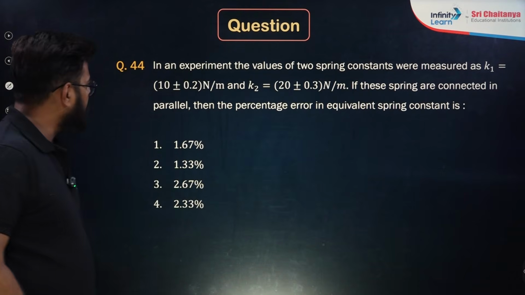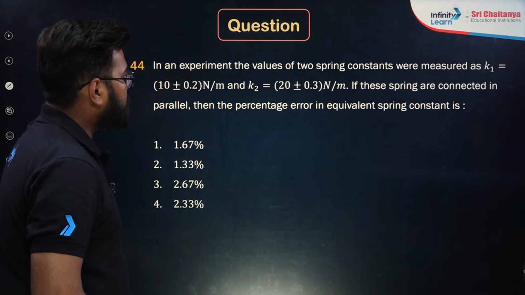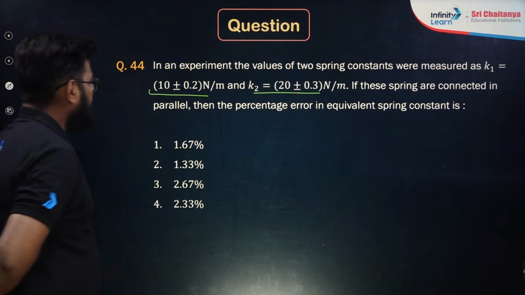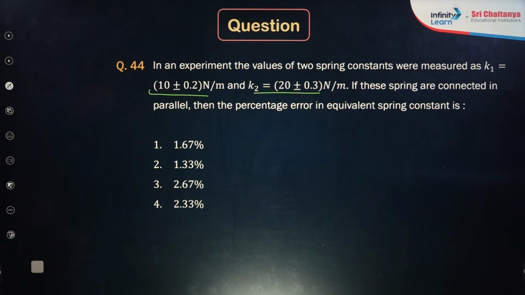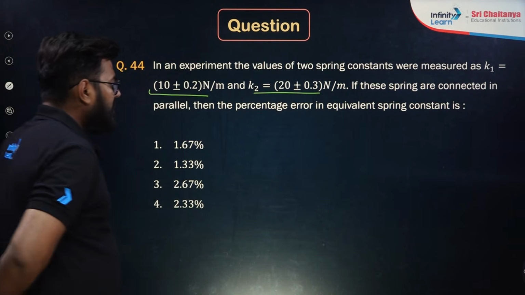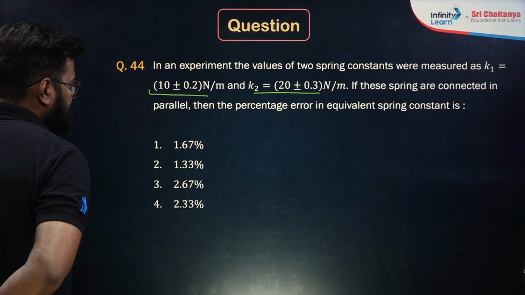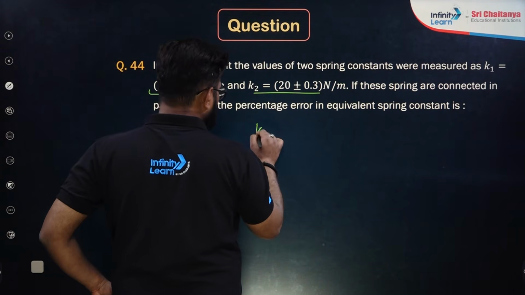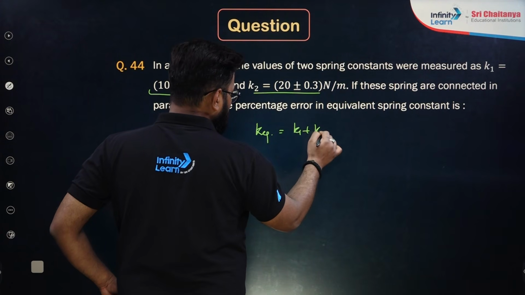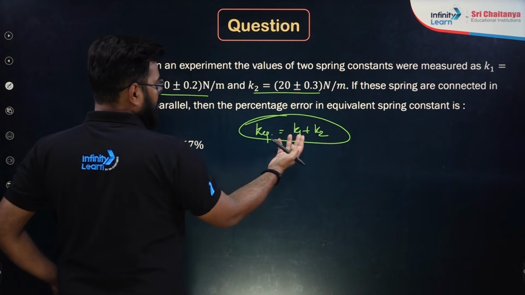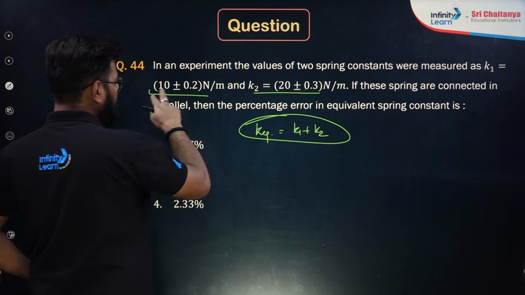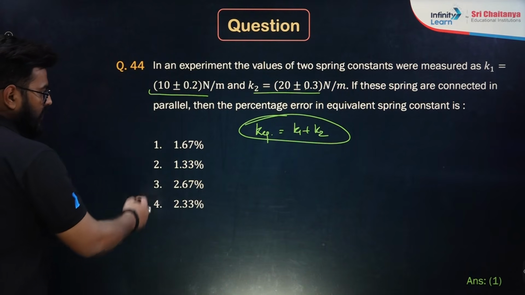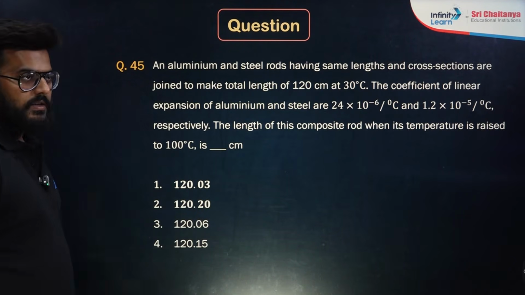Okay, I hope there is no problem. In an experiment, the values of two spring constants were measured as K1 equals this and K2 equals this. If these springs are connected in parallel, then the percentage error in equivalent spring constant is. See, when the springs are in parallel, they directly add up. K equivalent will be equal to K1 plus K2. So delta K equivalent can be calculated, 0.3 plus 0.2. K1, K2 can also be calculated. The value will be delta K equivalent upon K equivalent. Option number 1, 1.67. Clear?